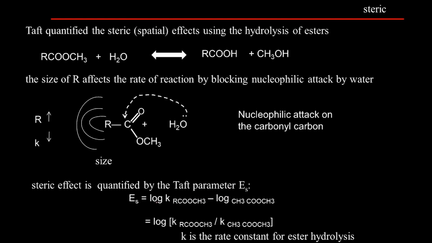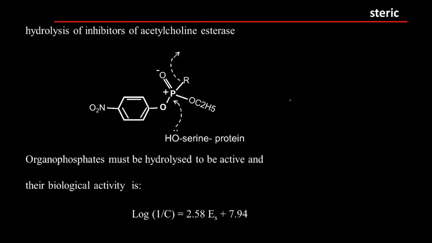This is calculated by log K of RCOOCH3 minus log K of CH3COOCH3. Okay, K is the rate constant for ester hydrolysis. So we have larger the R, lower will be the rate constant. Okay, why is this important?